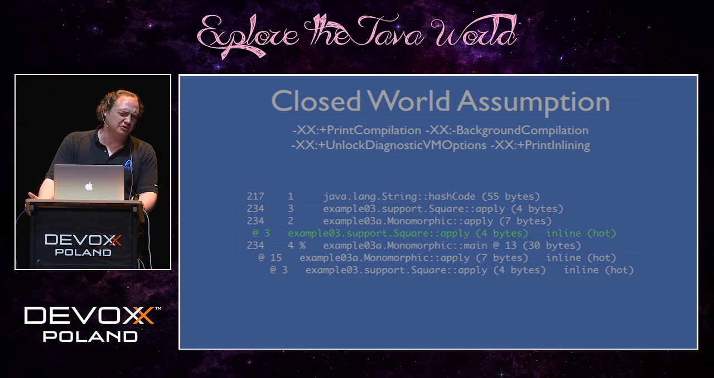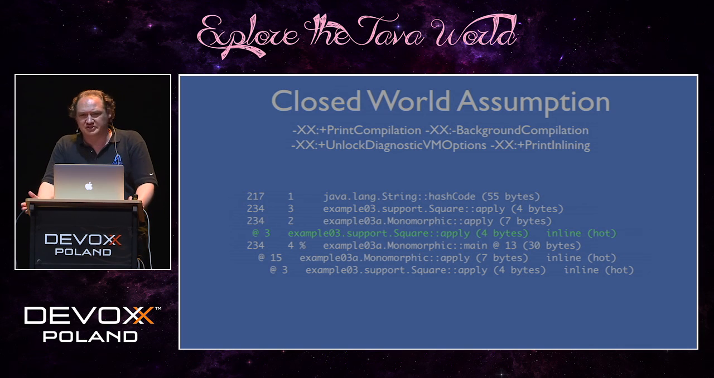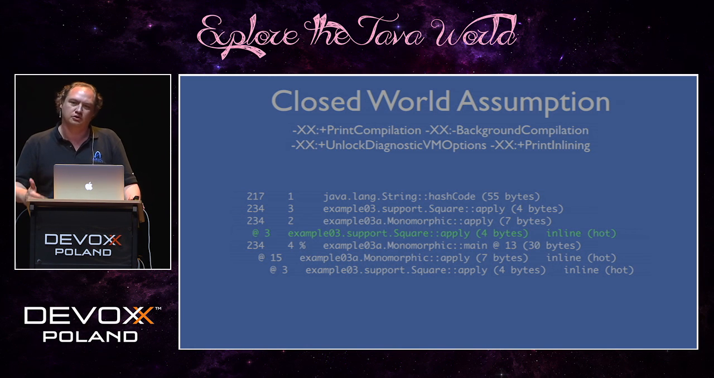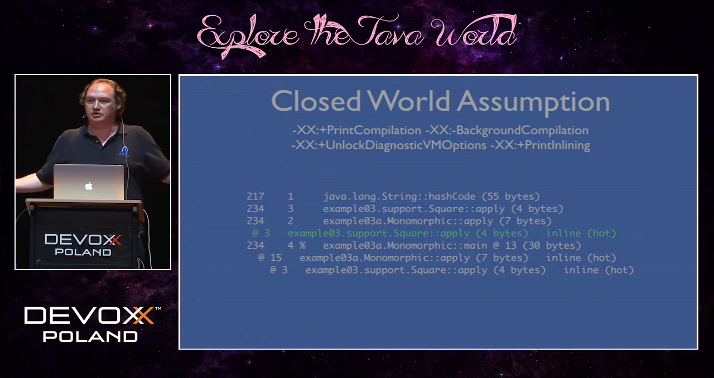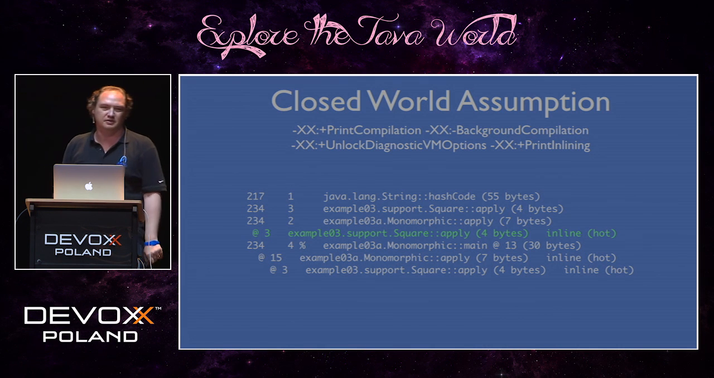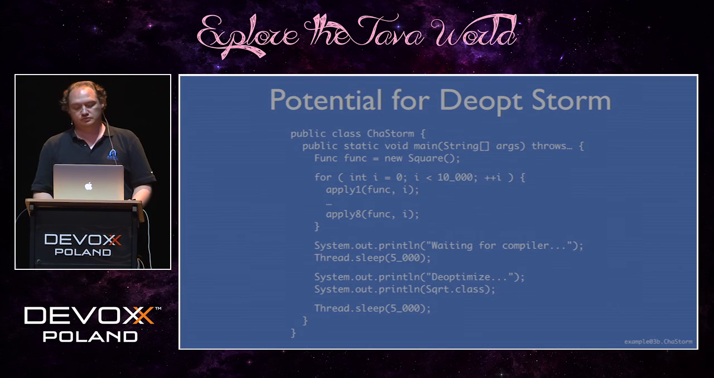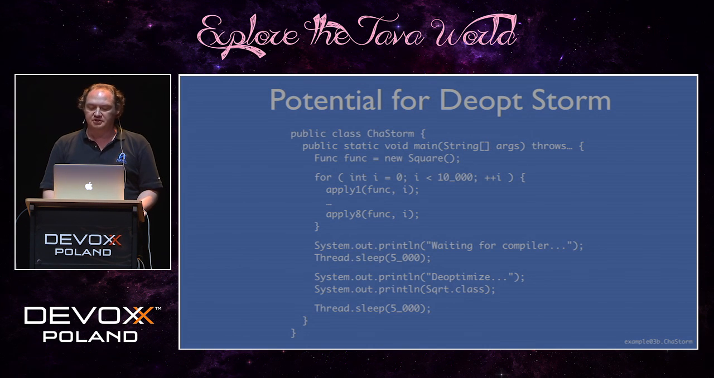But what happens if you load another class? What happens if the world isn't closed? So a C or C++ compiler can do this, if it's statically linked, because they know the world is closed. But in Java, the world is always open. You can always load one more class. Heck, you can just make a class up out of thin air and load it. What would you do? Well, this is where things get interesting.